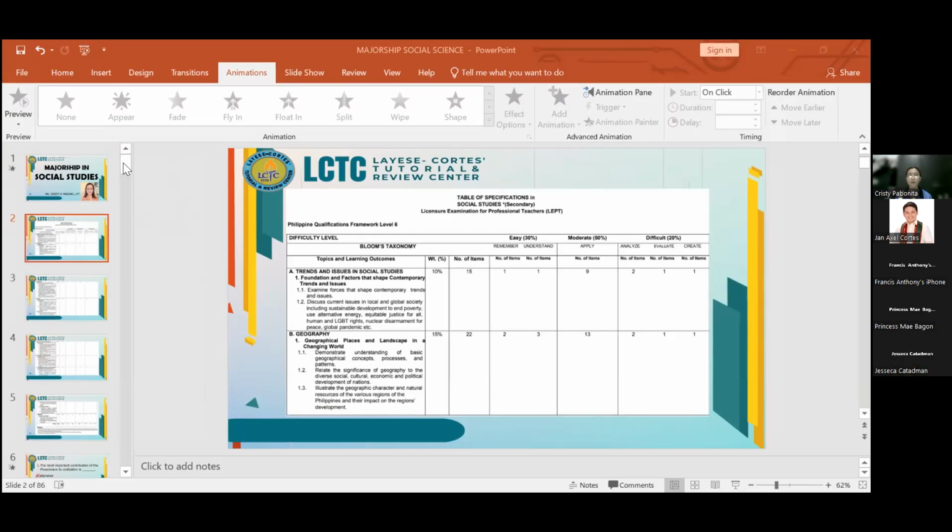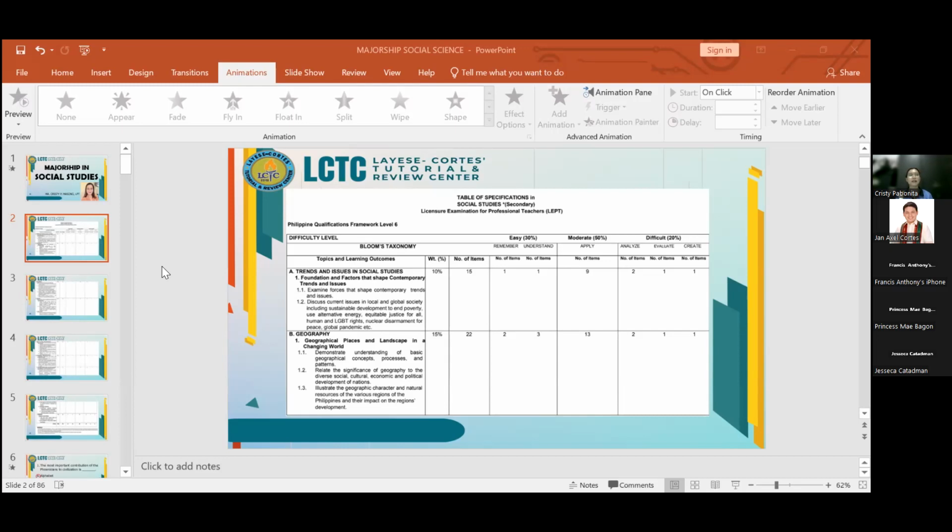Again, as I have said a while ago, the social studies subject is a very broad subject. It encompasses a lot of topics. It's the same with the PLE, which has many components, and it's very hard to predict what concepts and topics will be provided by the PRC as their questions. That's the advantage of checking first the table of specification before doing your study.